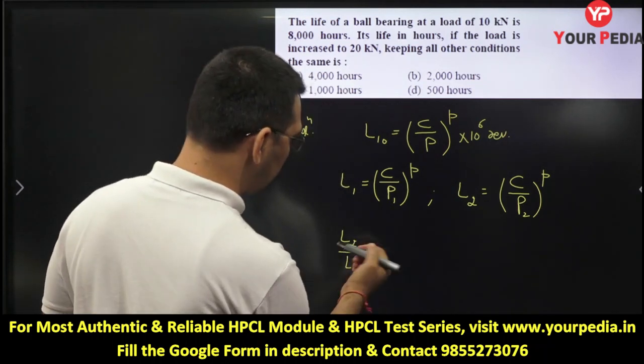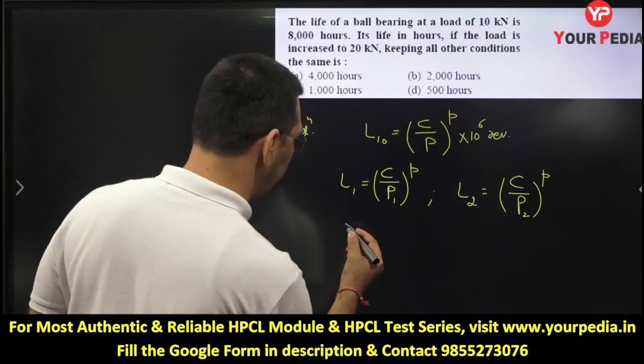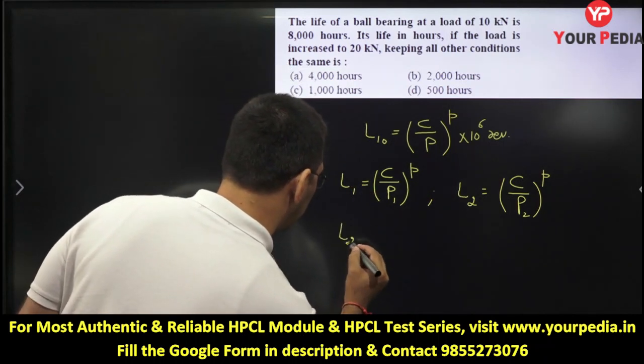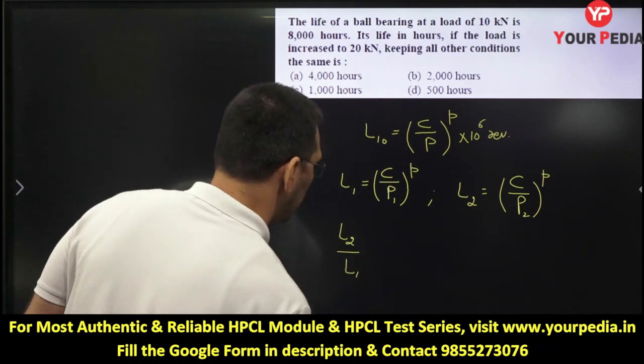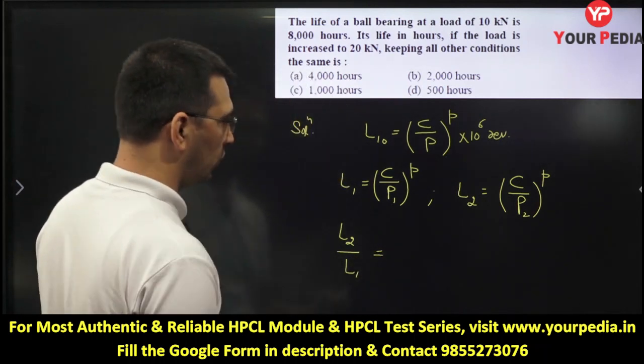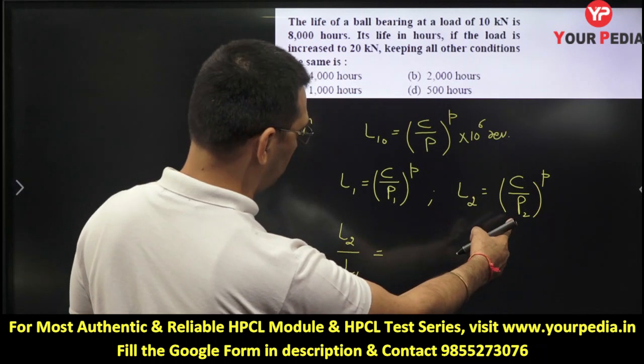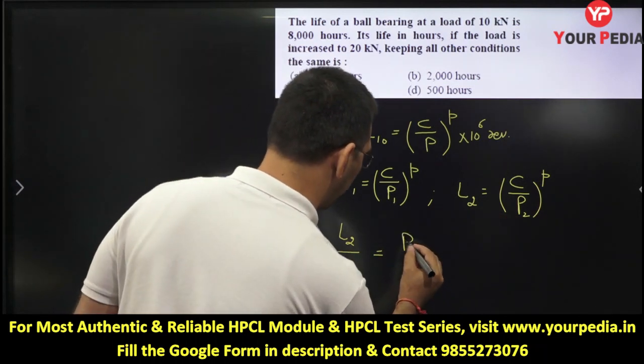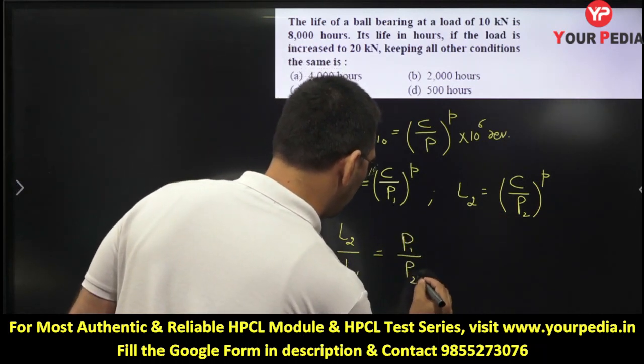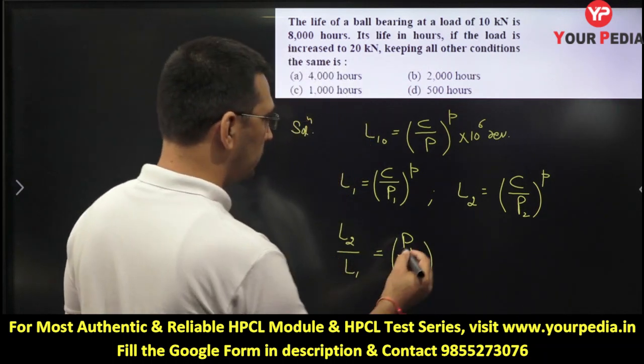What is the rating life? This is also rating life, and this is also rating life. The only difference is the amount of load that I am applying. So what is this value going to be? For L2 by L1, it is going to be P1 by P2, if I am correct, raised to the power.